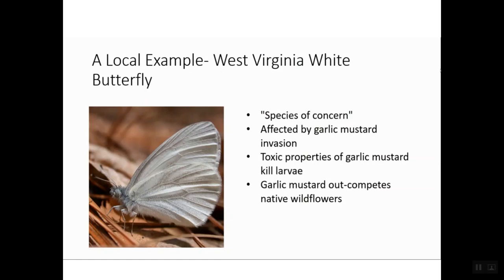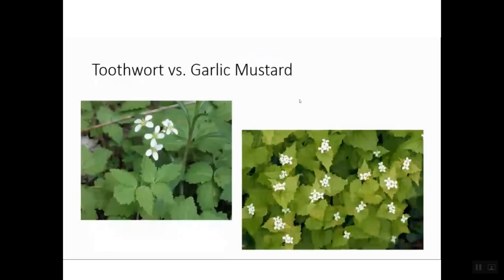And this next slide is actually a comparison between toothwort and garlic mustard. Now, on the left is the toothwort, and on the right is the garlic mustard. Now, I can barely tell the difference, and I'm sure that a butterfly can't really tell at all. They'll lay their eggs on the leaves. The larva will hatch, and they'll feed off the leaves. And on the garlic mustard, the toxins kill the larva.